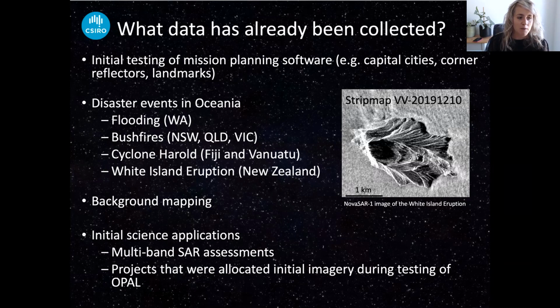We've then been able to capture imagery for some disaster events in Oceania, including flooding in WA, the bushfires that impacted the East Coast earlier this year, Cyclone Harold, which hit the Pacific Islands in April, and the White Island eruption in New Zealand last December. We've also been working towards having a full first background coverage of the whole country. And then through our SAR Science Initiative, we've been looking at some initial science applications as we begin to develop workflows for using NovaSAR data. So this includes actually acquiring data from multiple SAR frequency bands over regions coincidentally.